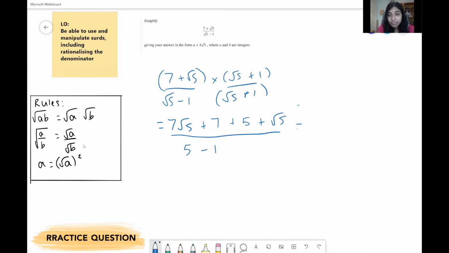So that's just equal to, if you have 7 root 5 plus root 5, that's 8 lots of root 5, plus 7 plus 5 is 12, over 4. And then you can simplify this further by cancelling out the 4, and then you'll just have 2 root 5 plus 3.